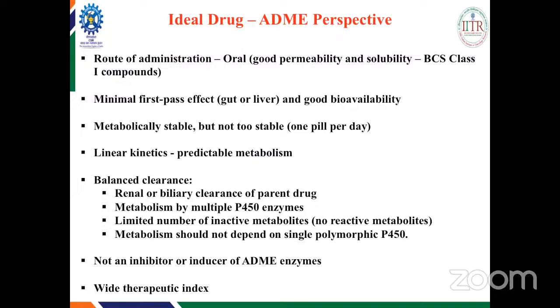So when we talk about a drug molecule, what should we expect from a kinetics perspective? What should be the ideal ADME property of a molecule? As you know, one of the preferred routes is always the oral route. So we always want a compound or a new chemical molecule which can be administered by the oral route. For the oral route, we generally prefer that the compound should have good solubility and permeability. We also want a compound with minimal first pass effect and good bioavailability.